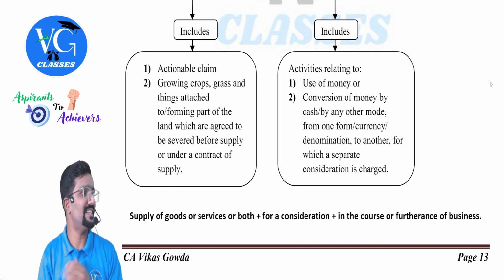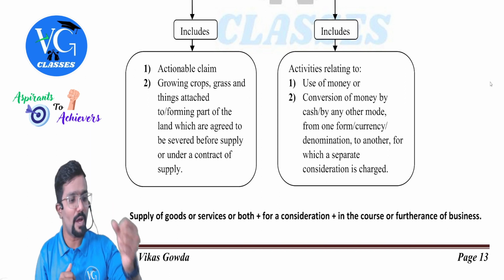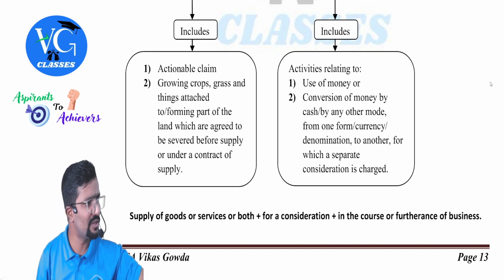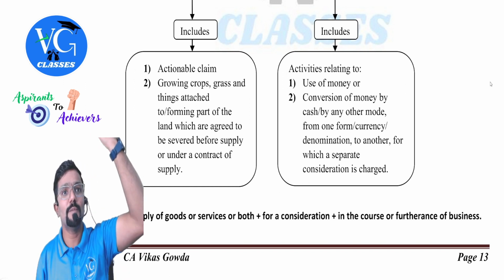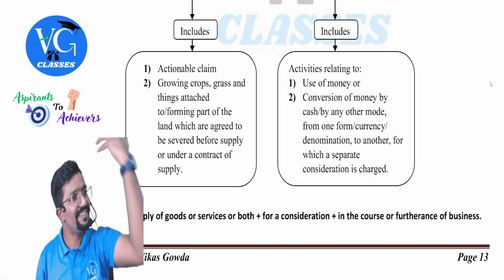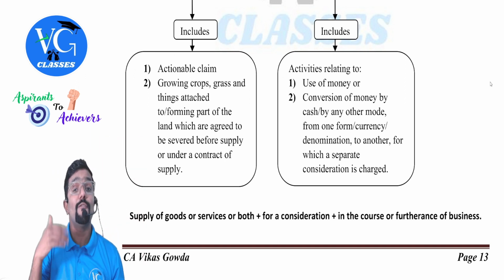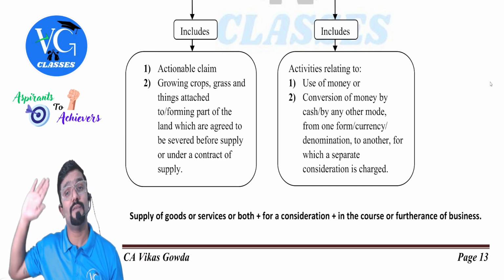When I sell it, it becomes movable. So is it a good? Yes. Hope you're understanding. Sir, crops are attached to the land. Even grass is attached to the land. It is immovable. But the moment I remove it from the land, I sever it from the land, it becomes movable. So is it goods? Yes. But is the sale of crops liable for GST and all? We will see it later.